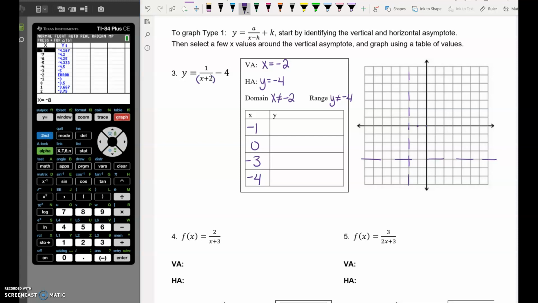what those are. So in your table on your calculator, -1 has the y value of -3, 0 has the y value of -3.5, sorry, that's my daughter. -3 has the y value -5, and -4 has the y value -4.5.